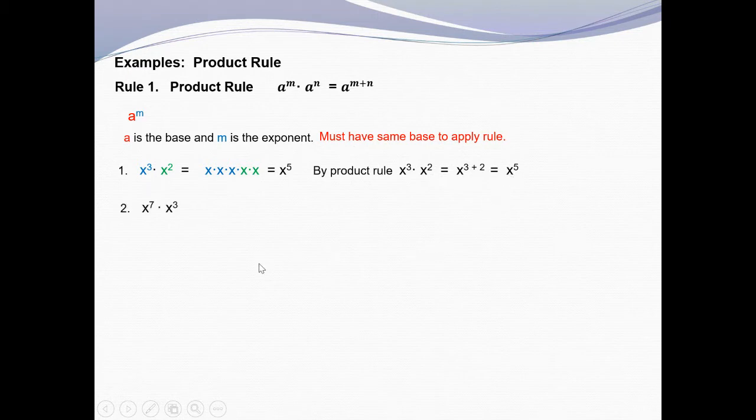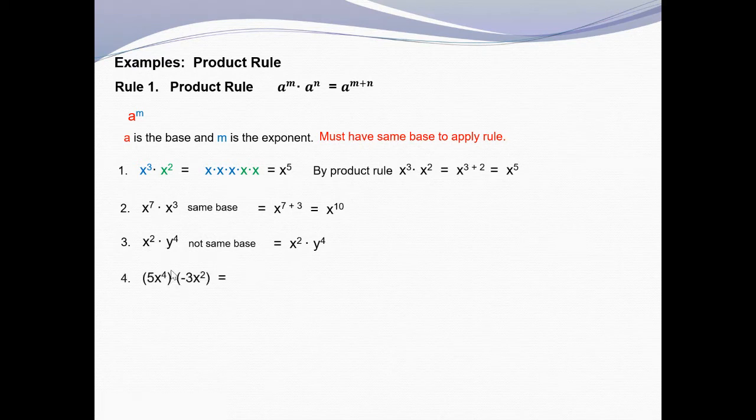Another example, right? They have the same base, right? The x is a base. So if they have the same base, the product rule can be applied. So it's going to be x to the 7 plus 3, which is x to the 10th power. Rule number 3. Are they the same base? Not the same base. So you cannot simplify it further. So it stays how it is. Remember, these have to be the same base in order to apply the rule.